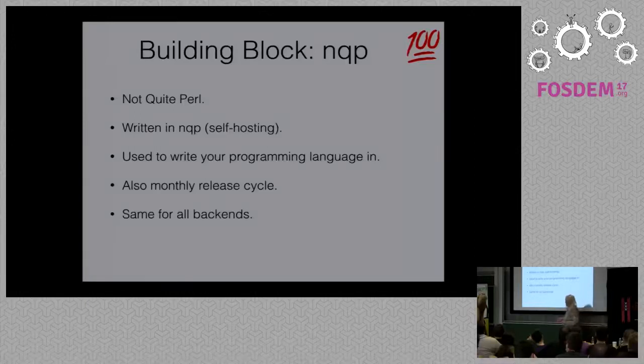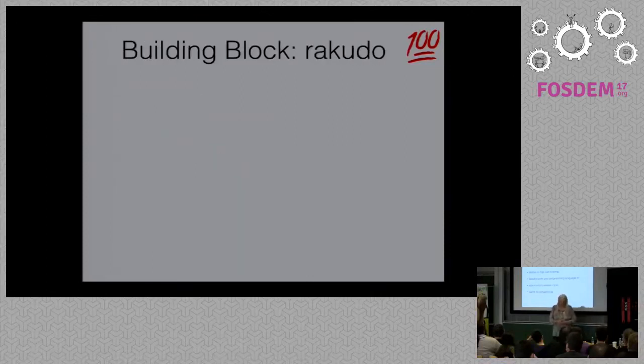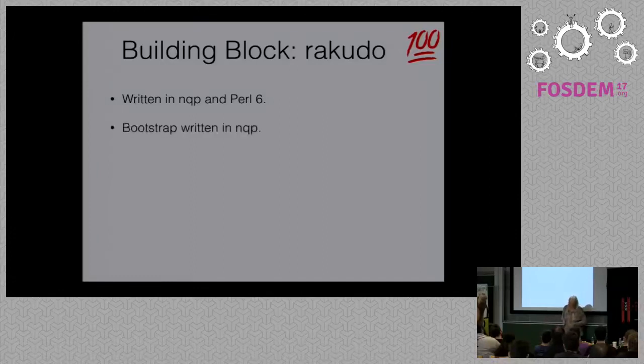And it's basically the same for all backends. So you need to target NQP if you want to write your own backend. Some people are saying, I want to have an LLVM backend. Well, please go ahead and target NQP. There you go. Rakudo is actually written in NQP and Perl 6, and a tiny bit of C, but you don't really want to know about that. It's in very hot code paths that we've done that. And it's basically, I think, about 20 lines of C code, so it's not a lot.